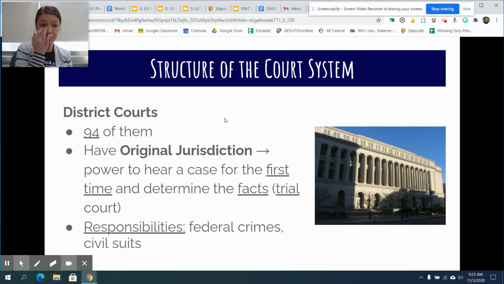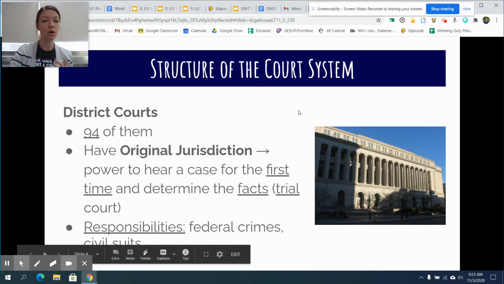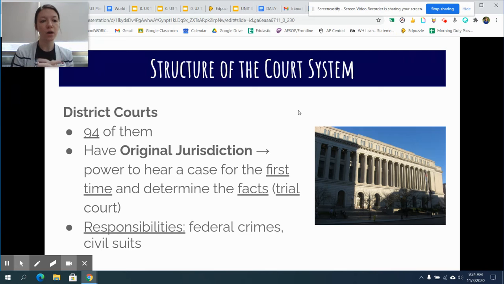Now, the structure of the federal court system has three parts. At the lowest end, we have the district courts, and there are 94 district courts. So Hamilton County Courthouse, which is right here in this picture, is a part of a district court system. Okay? They have what we call original jurisdiction, meaning they're allowed to hear the case for the first time and determine the facts of the case.